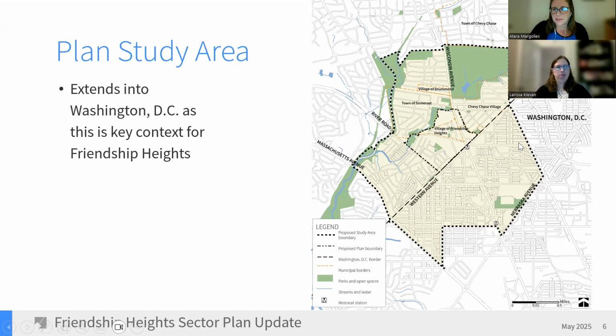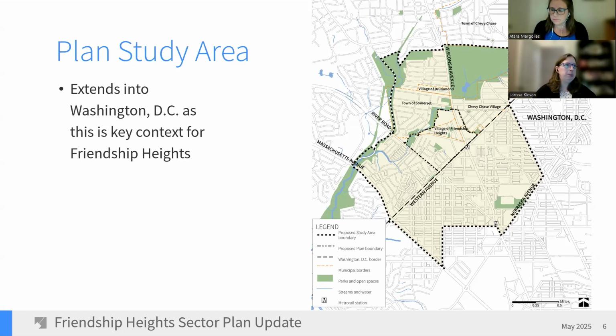This part of the study area is obviously in DC because this is Western. And that's why looking at some trends in Friendship Heights and understanding how they compare to the rest of the county, the rest of DC, and to the immediate context is helpful for us. It's helpful to understand what distinguishes Friendship Heights, in what ways it's similar to the rest of the area, and in what ways it is different.